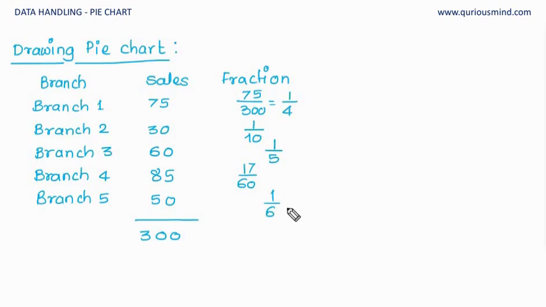So once I get the fraction, what I'm going to calculate is the central angle. We will talk about what is central angle a little later. And central angle is the portion of the complete angle, which is 360 degrees. So portion of complete angle will be the fraction multiplied by 360. So in this case, it is going to be 90 degrees. In the next case, 1 upon 10.